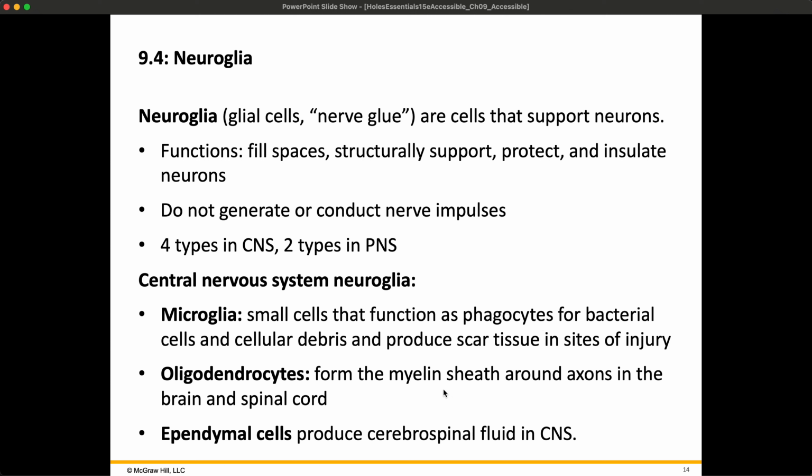Oligodendrocytes, they produce the myelin sheath in the central nervous system within the brain and spinal cord. The particular cells that produce that myelin sheath are called oligodendrocytes. And then ependymal cells produce the cerebrospinal fluid, CSF, within the central nervous system, and we'll get more into its functions.